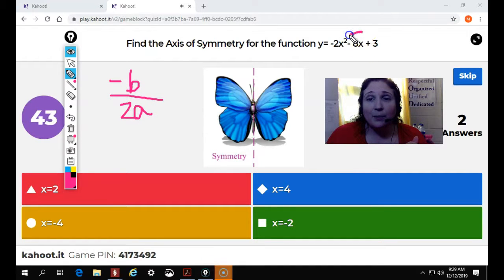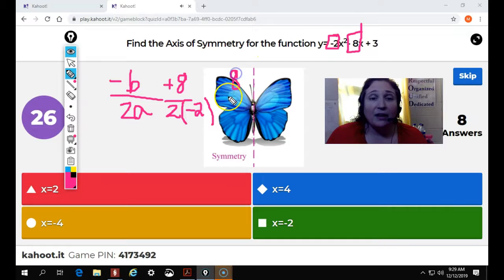So here is our b term. Our b is negative 8. So the opposite of negative 8 is positive 8. Then we have 2, and we're going to multiply this by our a, which is negative 2. So now we have 8 over 2 times negative 2. Well, what's 2 times negative 2? Negative 4. Now we're left with what's 8 divided by 4? Well, 8 divided by 4 is 2. A positive divided by a negative is negative.